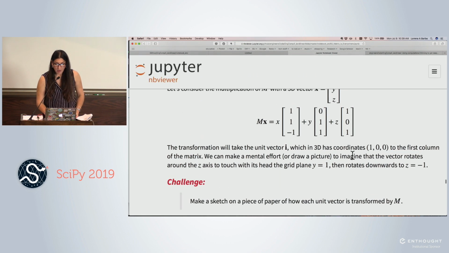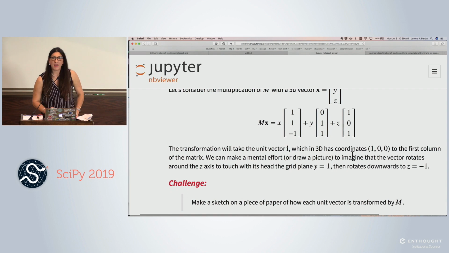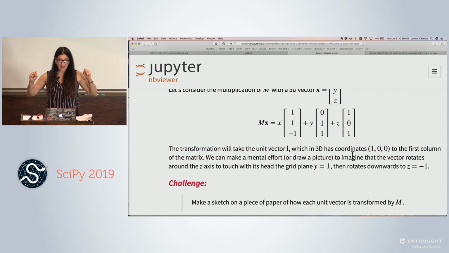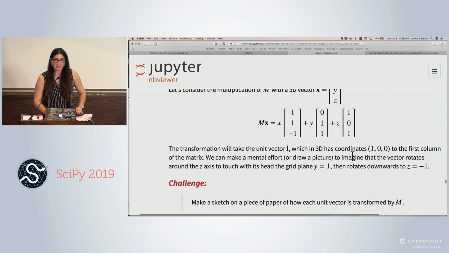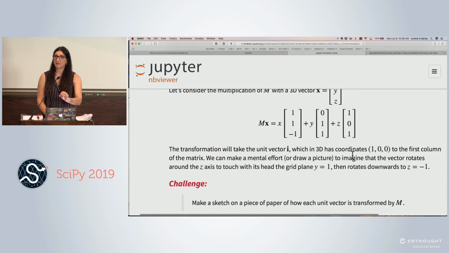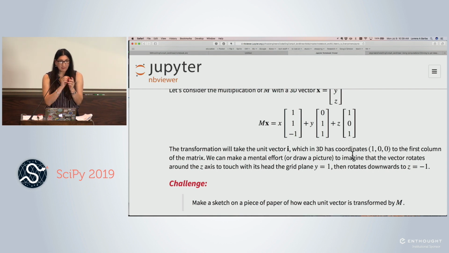So now we do want to make sure that you're able to do this, and I do want to challenge you to take out a little piece of paper, and you have the 3 columns of M, so try to make a 3D plot on a piece of paper and see how each unit vector is transformed by M. Let me give you just a couple of minutes to make a little drawing. Make 3 axes, x, y, z, unit vector I, just look at the unit vector I, and then try to see where it lands under M.